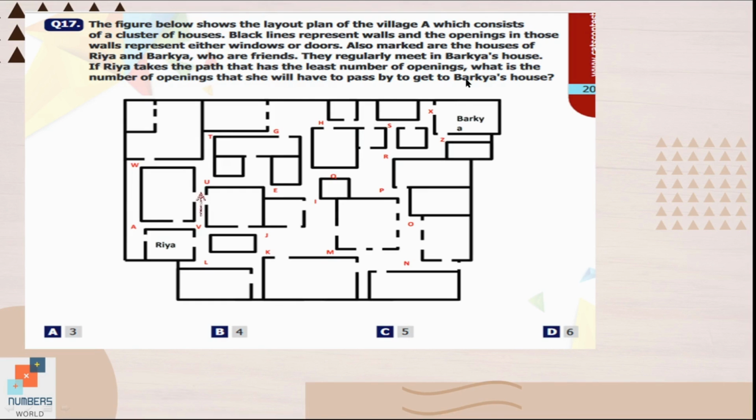So she will start moving from V to U, and on the way she will pass by two openings, 1 and 2. Then she will continue her journey from U to E and E to Q. There is no opening on the way. While moving from Q to R, she will pass by the third opening. So at the end, she will reach Barkya's house without passing by any opening. So in total, there are 3 openings. So option A is the correct one.